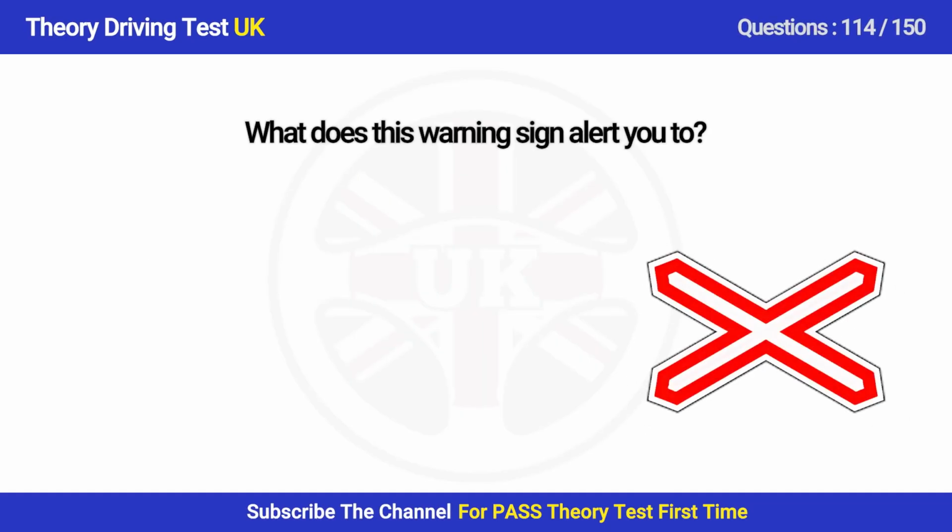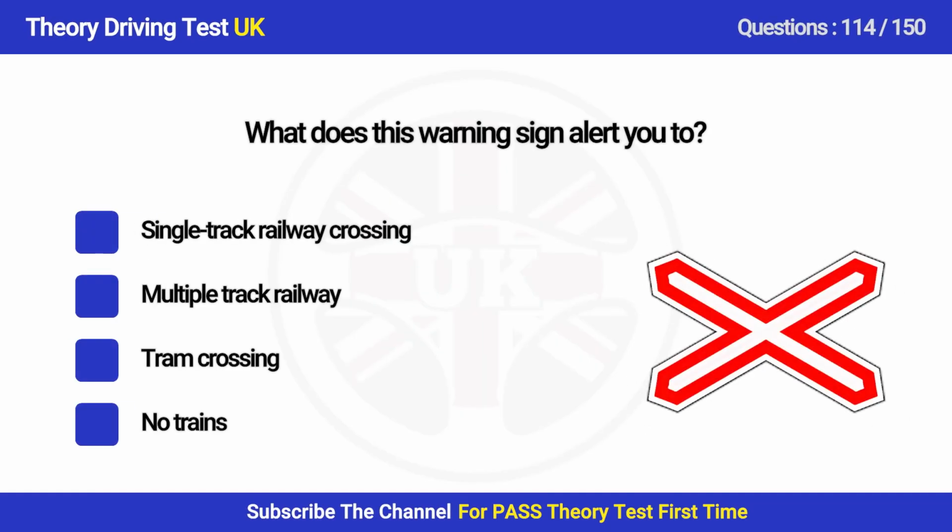Question 114. What does this warning sign alert you to? A. Railway crossing. B. Multiple track railway. C. Tram crossing. D. No trains.